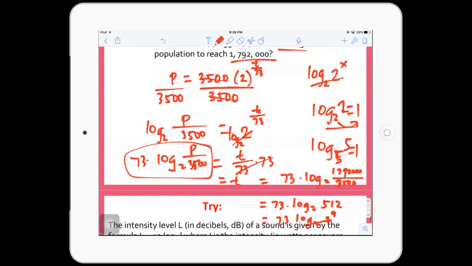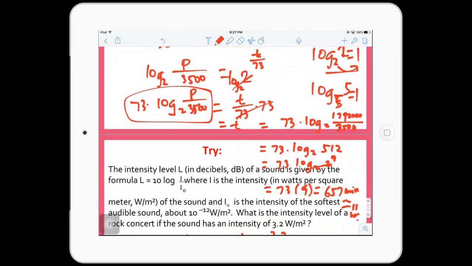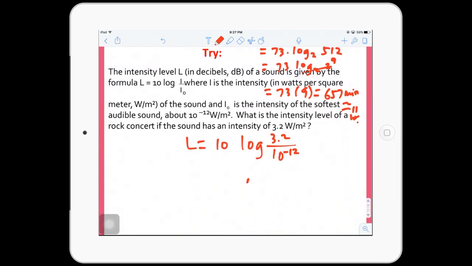So hopefully you understand that process. If you need to go back and review the video, you may. We're going to do the last problem here. And that is the intensity level L in decibels of a sound is given by the formula right here, where I is the intensity in watts per square meter, and I naught is the intensity of the softest audible sound, about 10 to the negative 12. What is the intensity level of a rock concert if the sound intensity is 3.2?